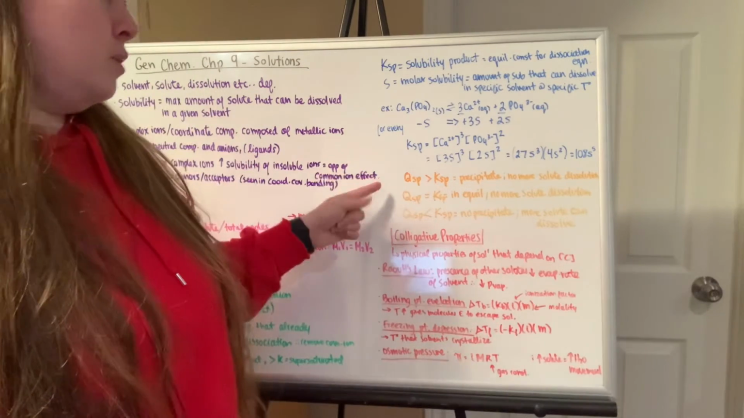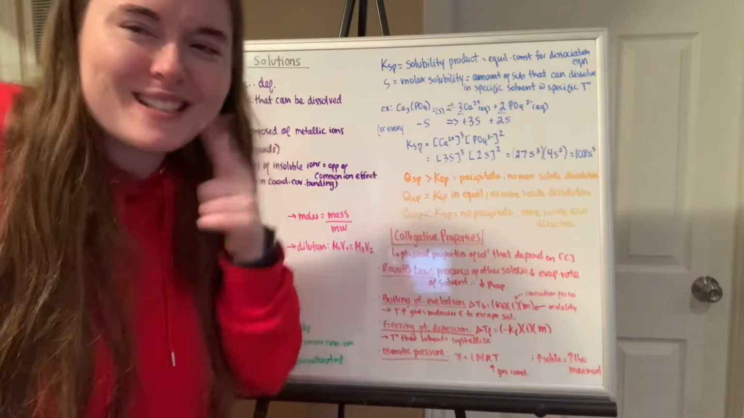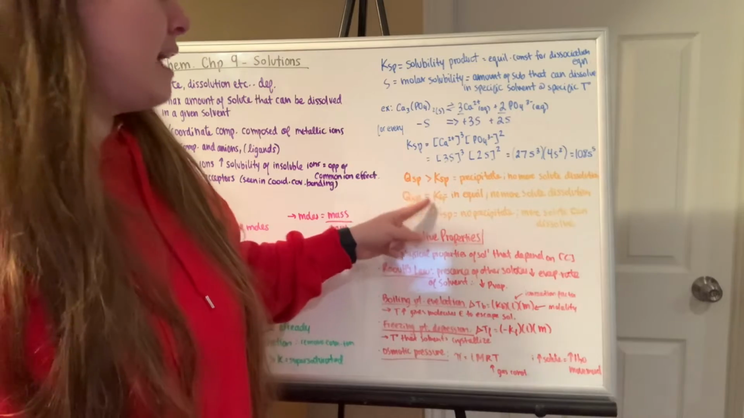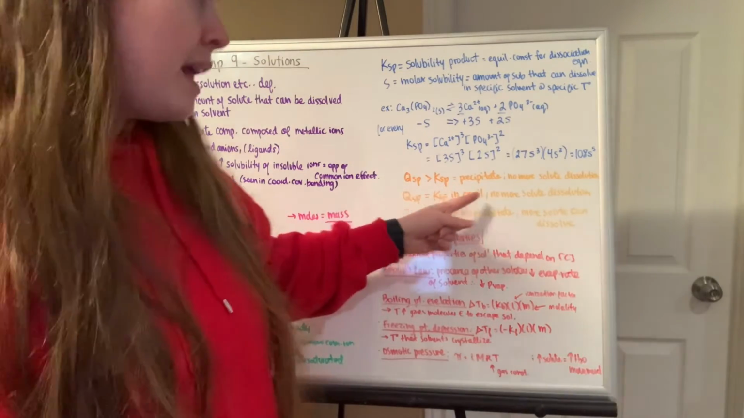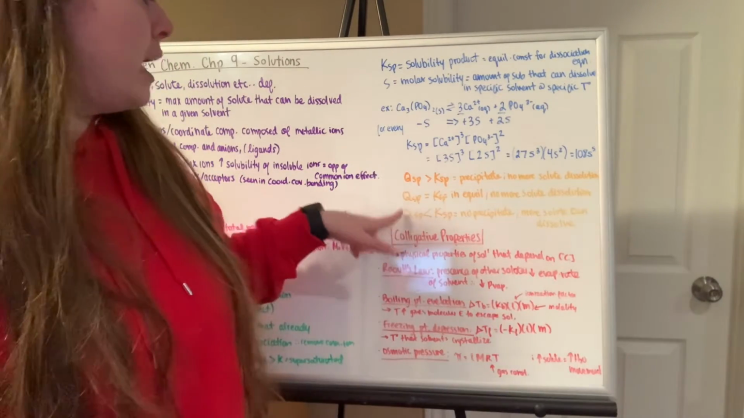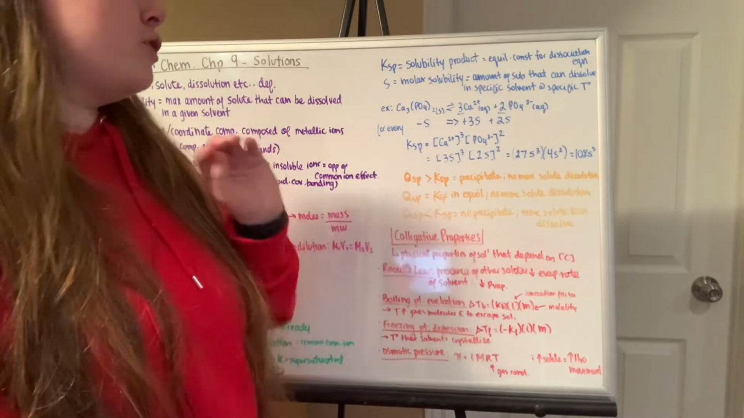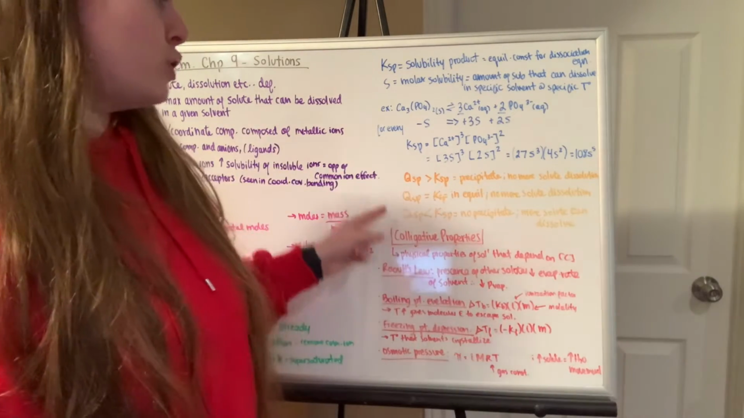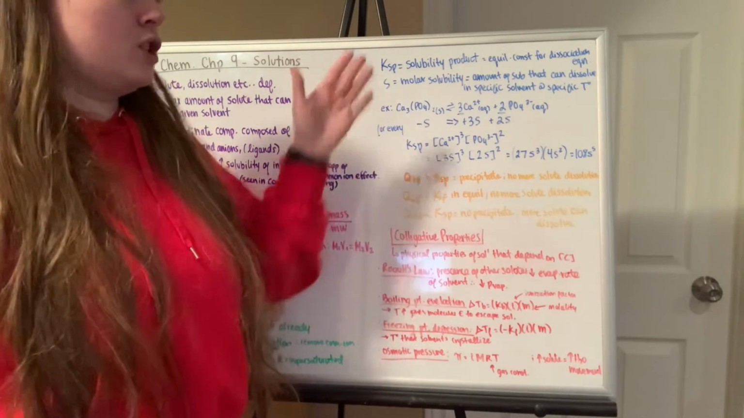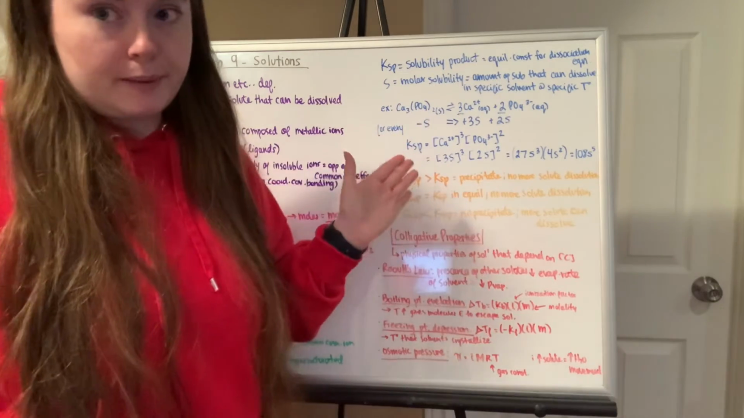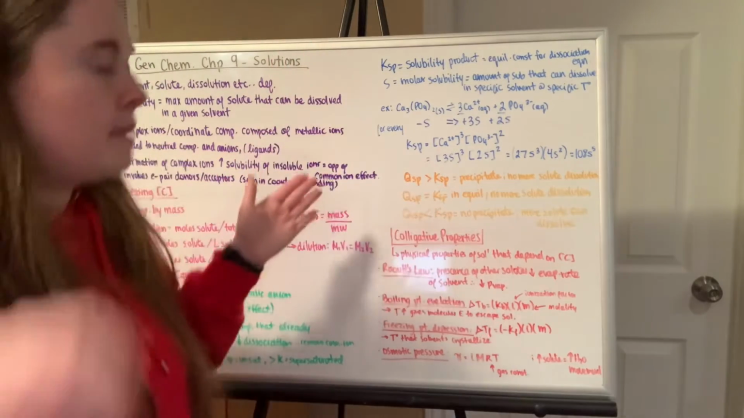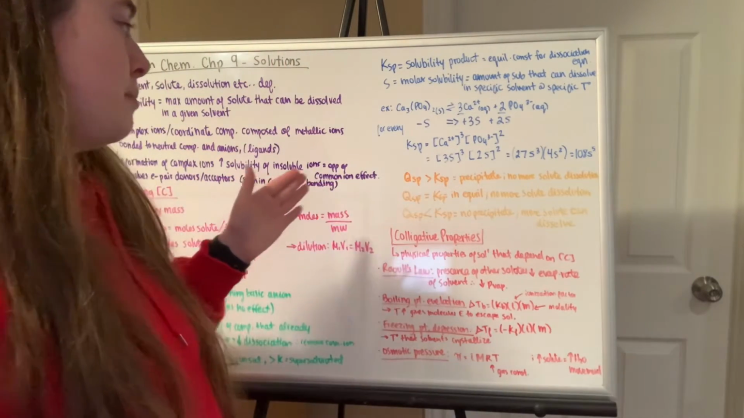If Qsp equals Ksp, therefore it's in equilibrium and no more solute can dissolve because it's in equilibrium. But if Qsp is smaller than Ksp, there is not yet a precipitate formed and more solute can dissolve, okay? So again, watch the equilibrium video first. This is just applying the solubility aspect to it, which is very important to know. But if this doesn't make a lot of sense yet, just go back to the previous video.